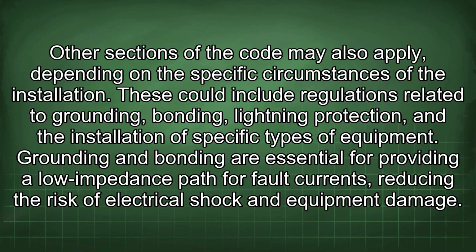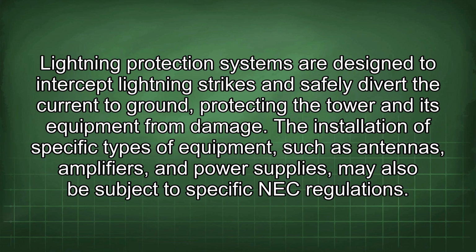Grounding and bonding are essential for providing a low impedance path for fault currents, reducing the risk of electrical shock and equipment damage. Lightning protection systems are designed to intercept lightning strikes and safely divert the current to ground, protecting the tower and its equipment from damage.